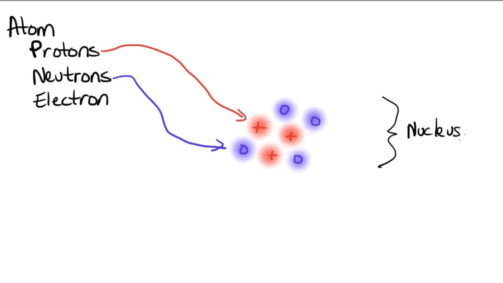The nucleus is really just a grouping or a huddling together of the protons and the neutrons. And when we look at all of those grouped together, that is going to have an overall positive charge to it, because the protons are contributing a positive charge and the neutrons aren't really contributing anything to the charge.